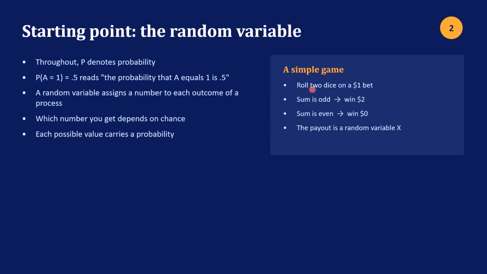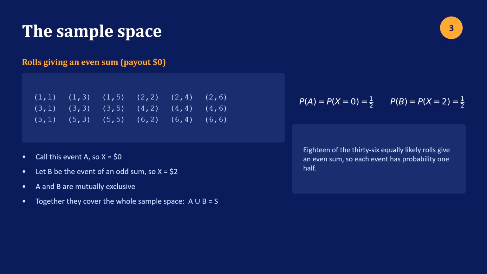A simple game. We roll 2 die, or dice. Some people don't use the formal "die" as the singular. On a $1 bet, if the sum is odd, you win $2, and if the sum is even, you lose your dollar and you win nothing. The payout is a random variable X, so it would have either the value 2 or 0. Let's continue with this on the next slide.